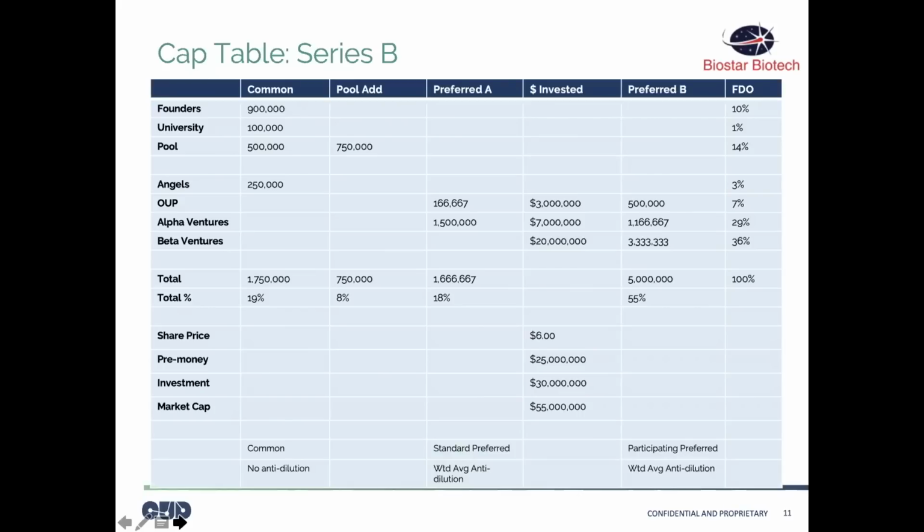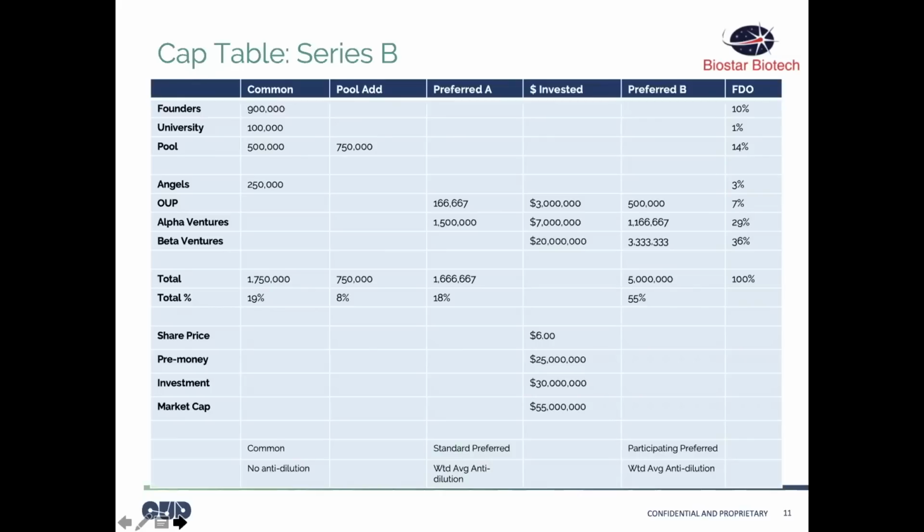You can see where OUP and Alpha bought in the A. You can see now in the B, OUP is investing its 10% right, so 3 million of a $30 million round. Alpha put in 7, so the balance of the 10 from the insiders, and then Beta invests 20 million. This was done at $6 a share with a pre-money of 25. Investing 30 gives you 55 million of post-money valuation. So this round values the company at 55.